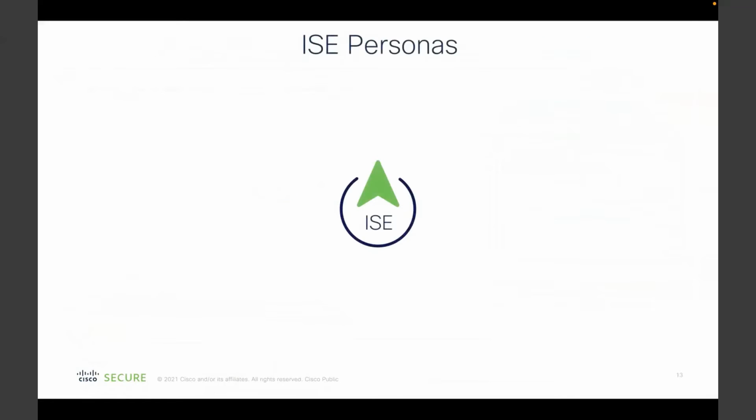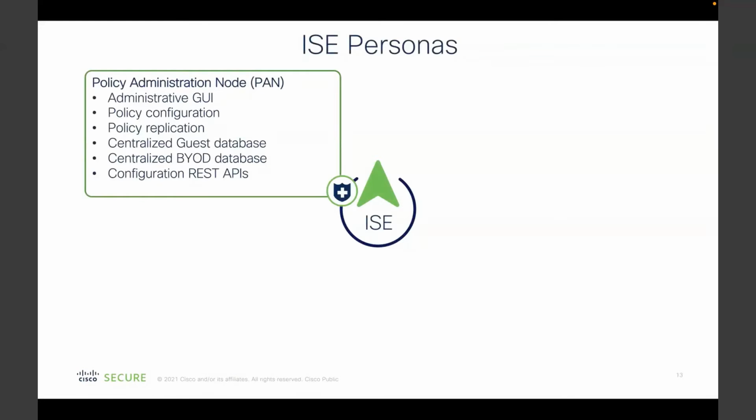So with that, let's get into the actual ISE personas. ISE has these different functions, and we break them out into what we call personas. The first one is called the policy administration node, or PAN. This is basically what you log into. This is the web GUI. You authenticate, you log in, and this is where you do all of your policy configurations, your settings, and anything that happens there, the ISE system would replicate to any other nodes, so that they could be in sync with everything that has been configured.